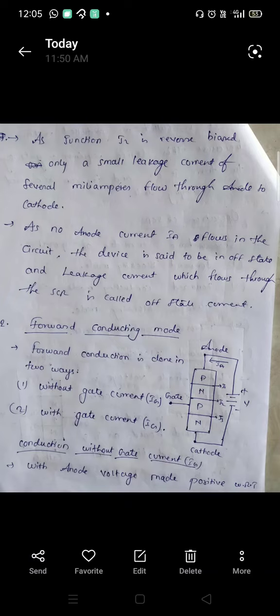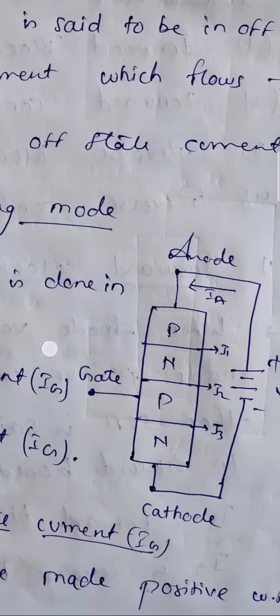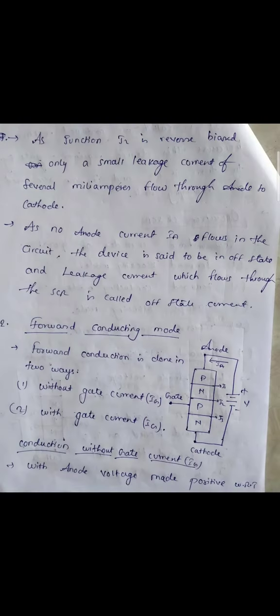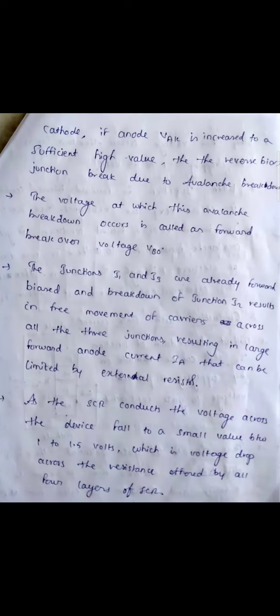So without gate current, when we connect here also, the positive terminal is connected to the p type and the negative terminal is connected to the n type. So three junctions will be formed, J1, J2, J3, as you know. IA is the anode current which passes from the positive terminal of the battery to the p type region, with anode voltage made positive with respect to the cathode.